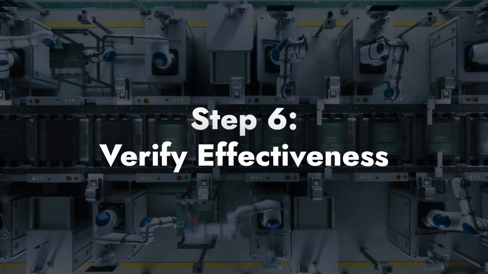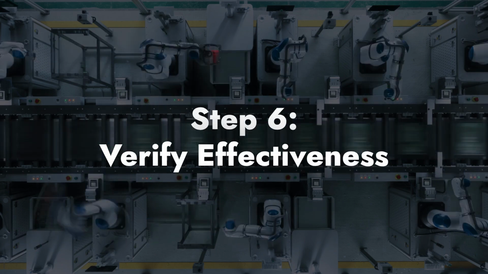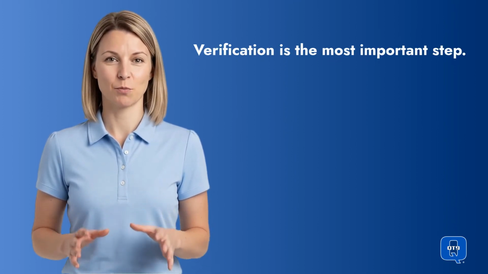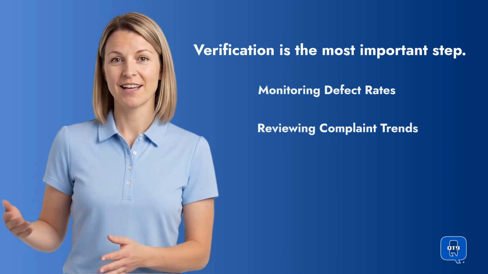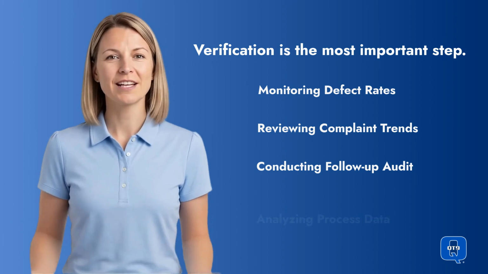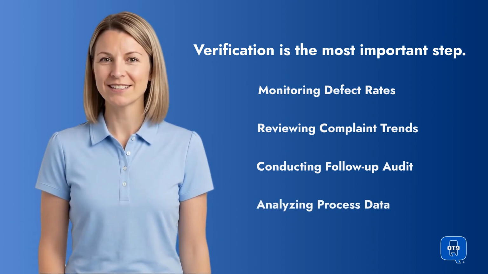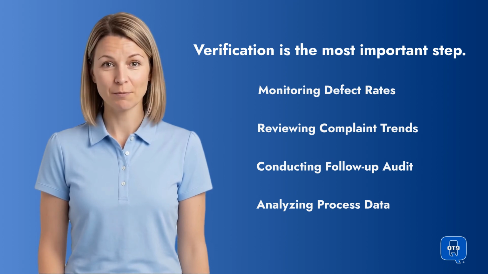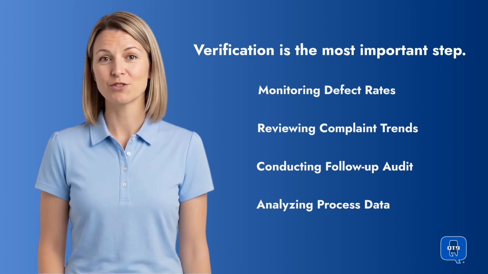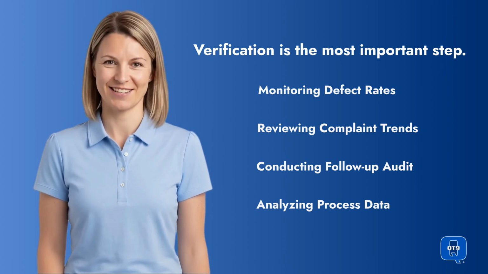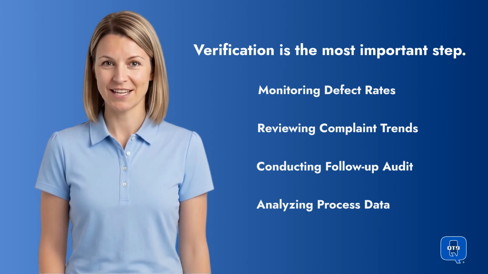Step 6 is verify effectiveness. Many people assume a CAPA is complete once actions have been implemented. In reality, organizations must verify that those actions actually worked. This may involve monitoring defect rates, reviewing complaint trends, conducting follow-up audits, or analyzing process data over time. In our example, the quality team tracks product performance for several months after the changes are made. If leaks disappear and performance remains stable, the CAPA is considered effective. If not, further investigation may be required.